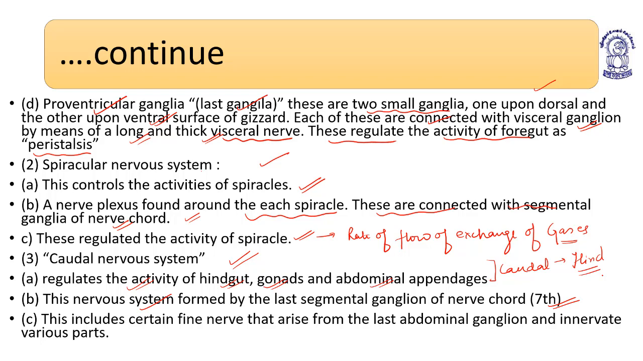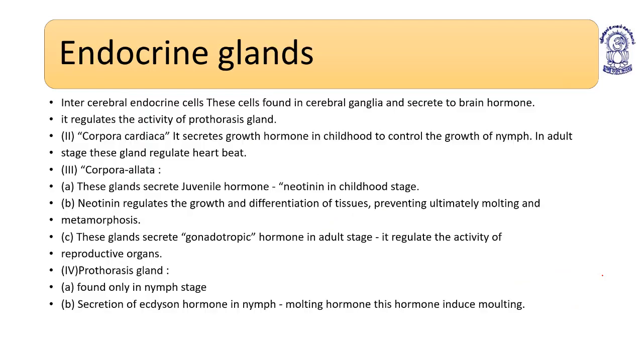This includes certain fine nerves that arise from the last abdominal ganglion and innervate various parts. So the visceral nerve is found in the proventricular ganglia, and it helps to regulate the activity of the foregut. Understood?